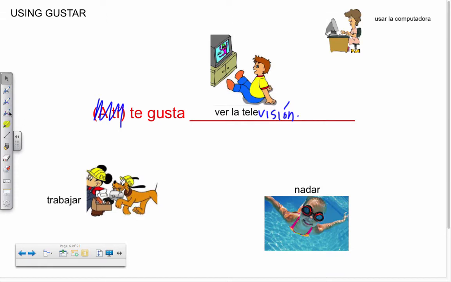Now, something else I can do, I'll put this back the way it was, is I could also throw some question marks in here. And boom, we have a question. ¿A ti te gusta ver la televisión? Now instead of saying, you like to watch TV, I'm saying, do you like to watch TV? And we're going to jump into that right now. So we got the two basic sentences. A mí me gusta y a ti te gusta.